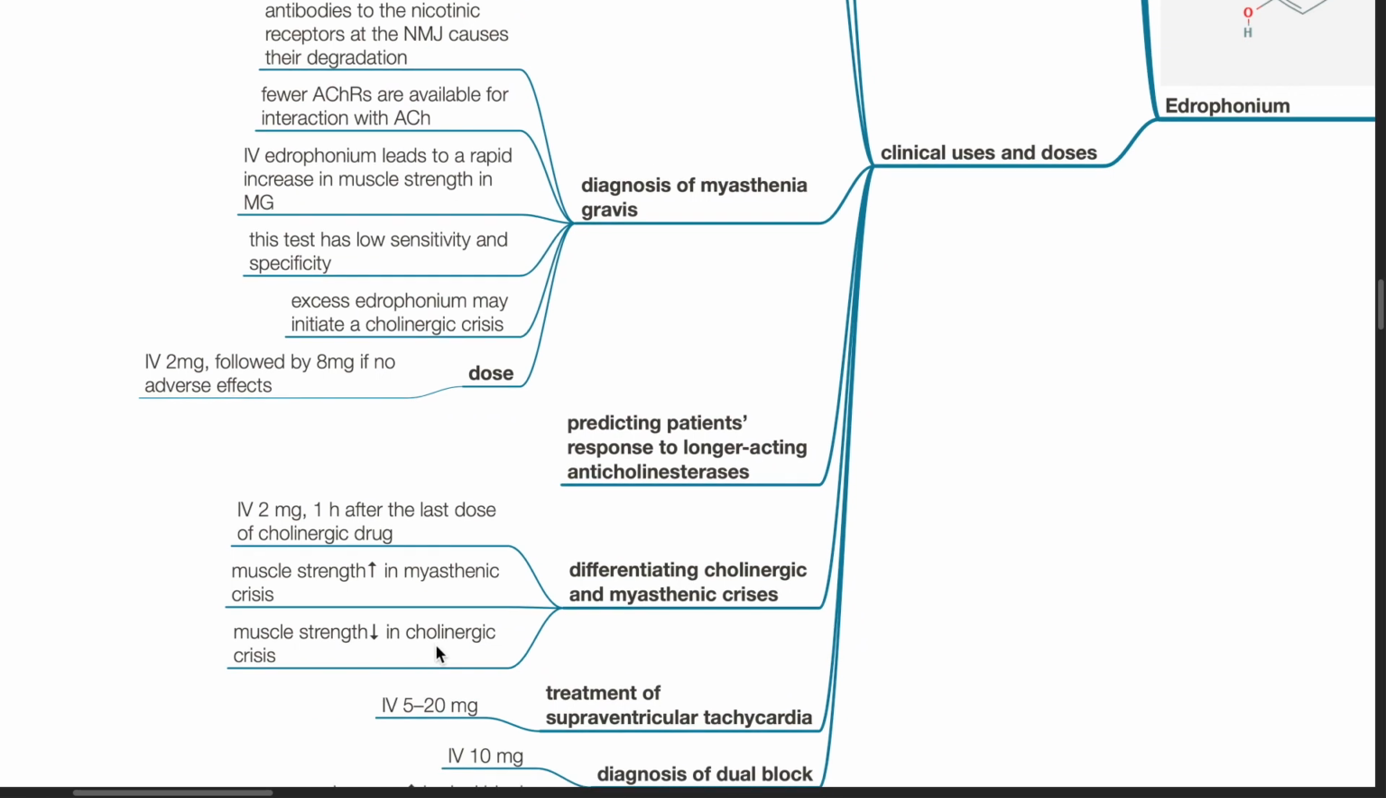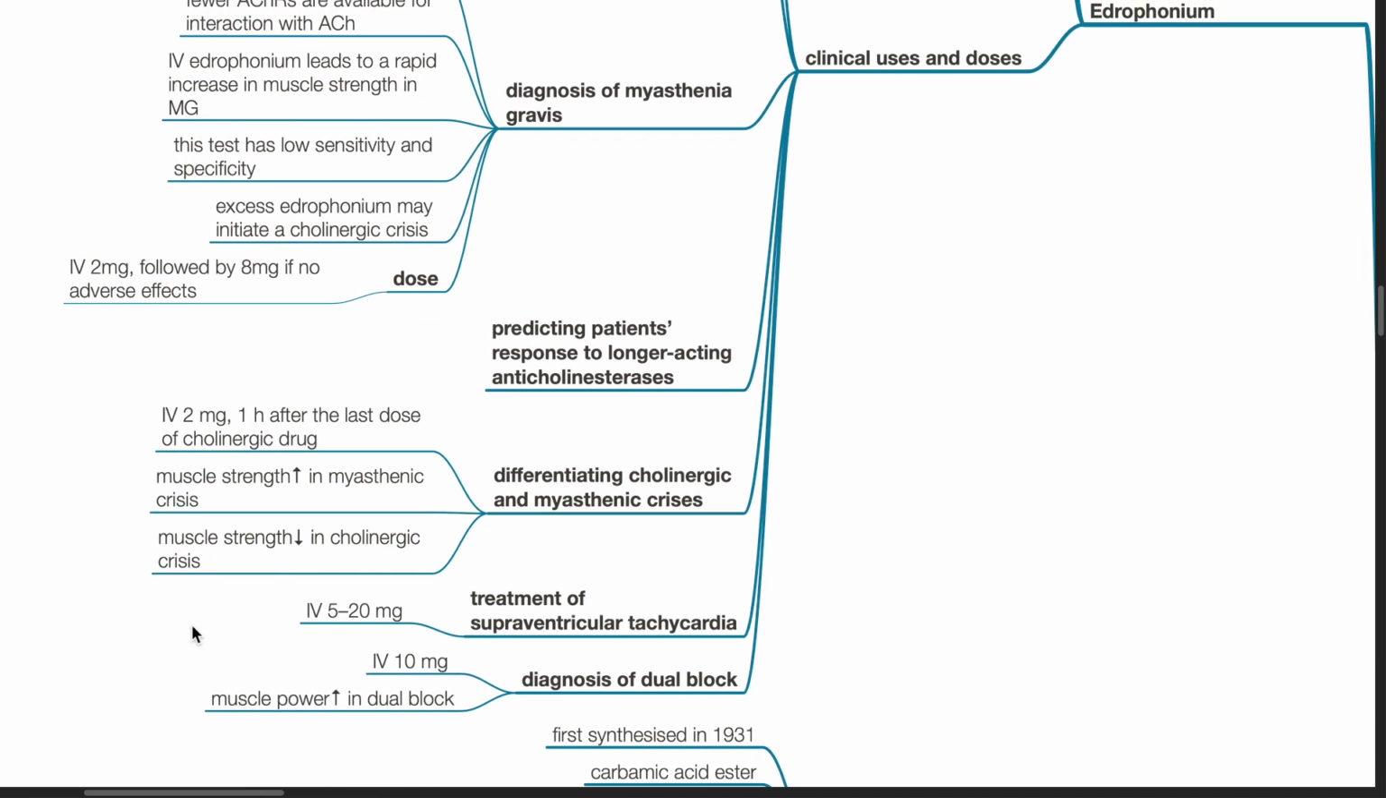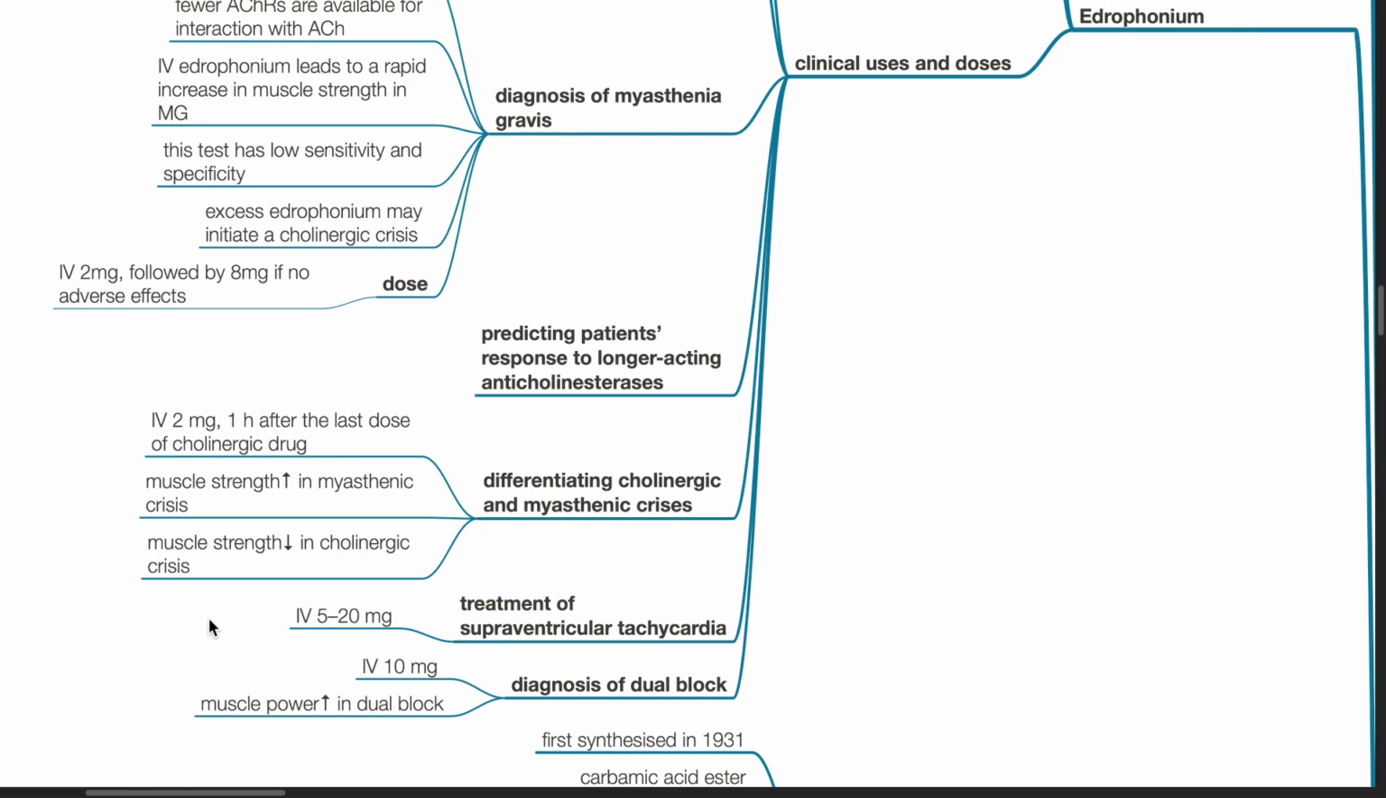Edrophonium is also used to predict patients' response to longer-acting anticholinesterases. It is used to differentiate cholinergic and myasthenic crisis. The dose is IV 2 mg 1 hour after the last dose of cholinergic drug. There is increased muscle strength in myasthenic crisis and decreased muscle strength in cholinergic crisis. Edrophonium is also used for the treatment of supraventricular tachycardia at a dose of IV 5 to 20 mg, and in the diagnosis of dual block with a dose of IV 10 mg; there is increased muscle power in dual block.